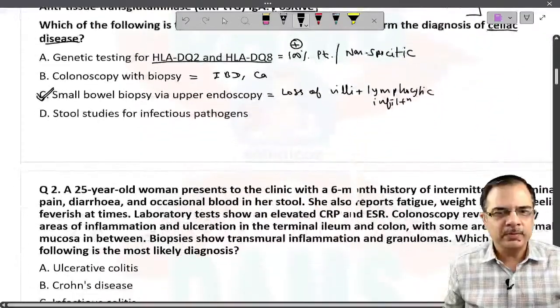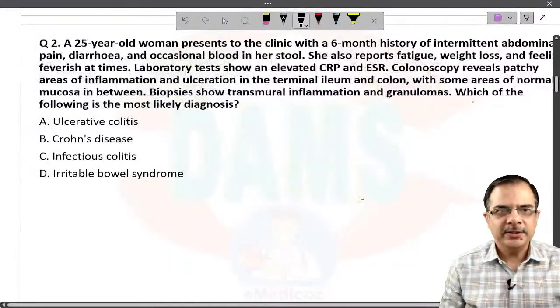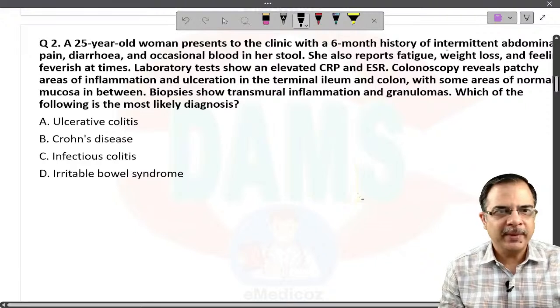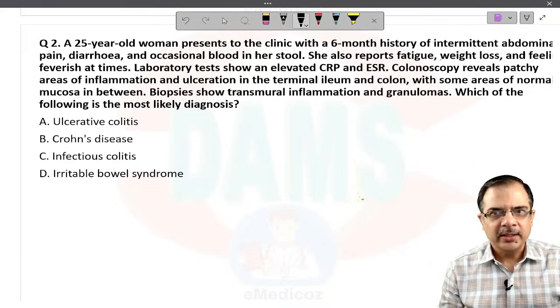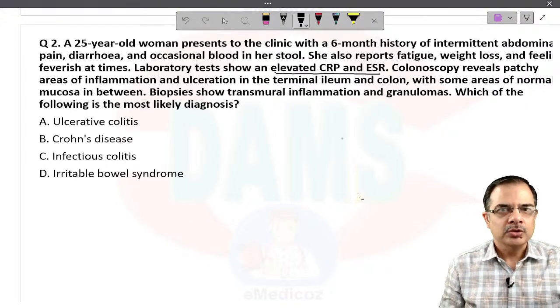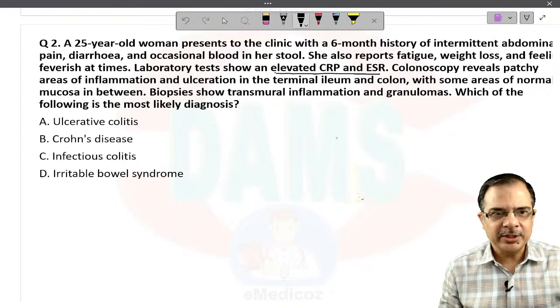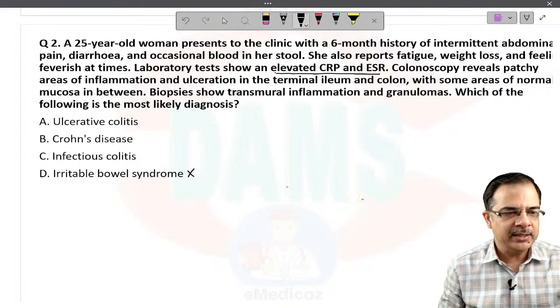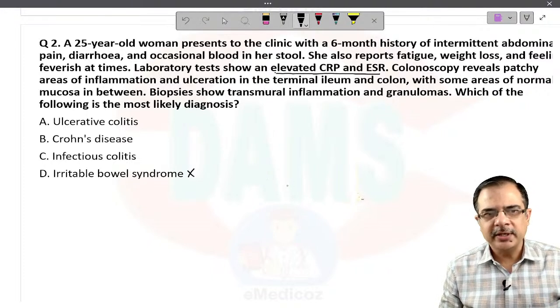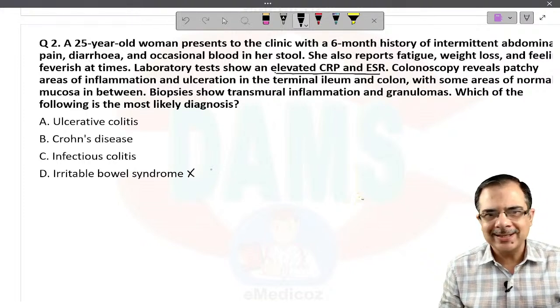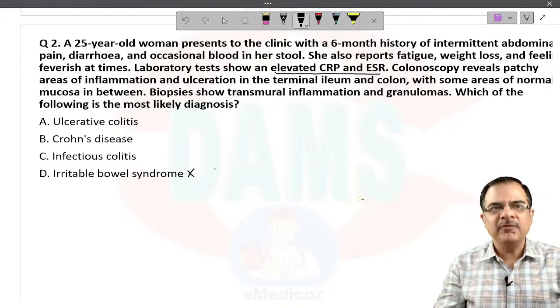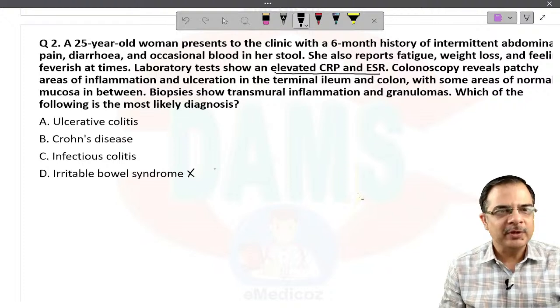Now moving on to question number 2. The patient has a 6-month history of pain, diarrhea, blood in the stools. There is weight loss and feeling feverish at times. Elevated CRP and ESR are noted here. Based on this clinical history and investigations, the disease which is ruled out is irritable bowel syndrome, because it does not have any blood in the stool, there is no elevation of CRP or ESR, inflammatory markers will not be there, and no weight loss will be there.